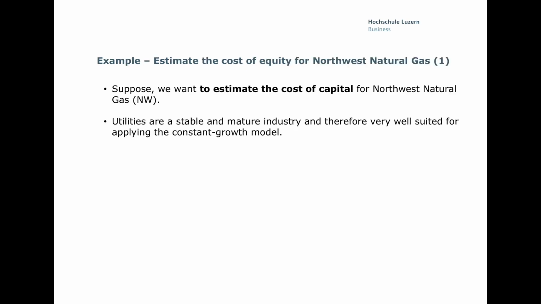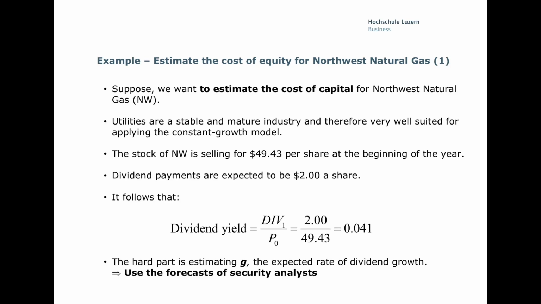Suppose now we want to estimate the cost of capital for Northwest Natural Gas. Since Northwest is a utility company and utilities are a stable and mature industry, it seems that the constant growth model is the appropriate approach to choose. Assume that the stock of Northwest is selling for $49.43 at the beginning of the year. Dividend payments are expected to be $2 per share, which implies that the dividend yield is 4.1%.